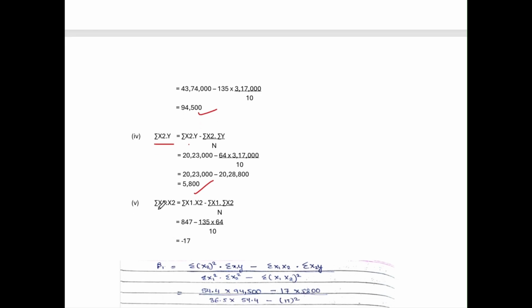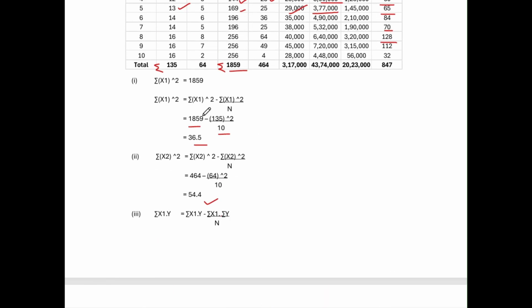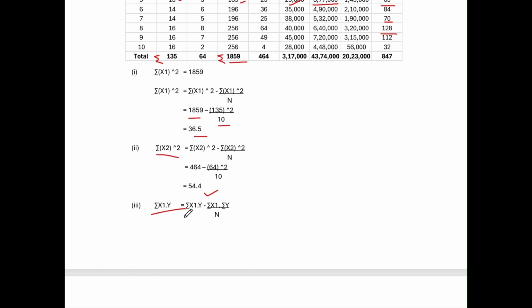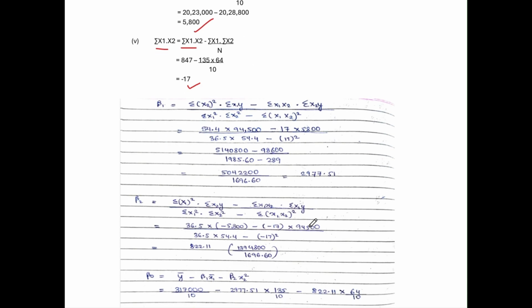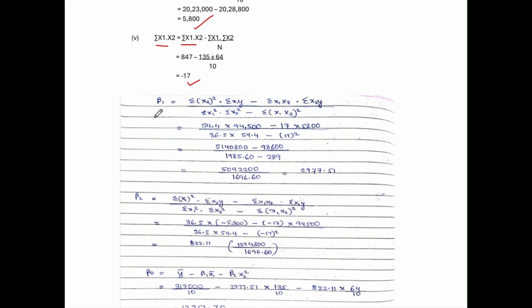Now we will calculate sigma x1 into x2. We have already calculated sigma x1 square, sigma x2 square, sigma x1 y, sigma x2 y, now sigma x1 x2. So formula is sigma x1 x2 minus sigma x1 into sigma x2 divided by n, which is 847 minus... If we solve further, we will get minus 17. Now we will calculate the value of beta 1.